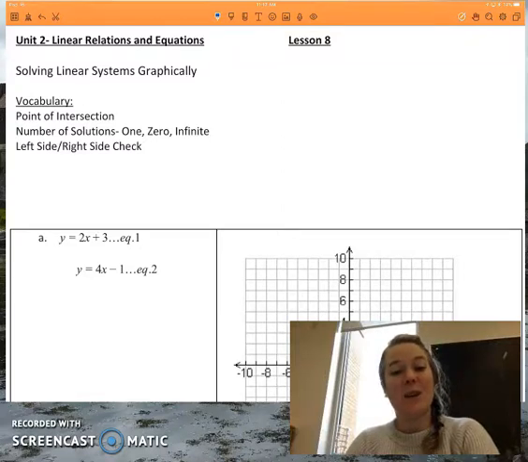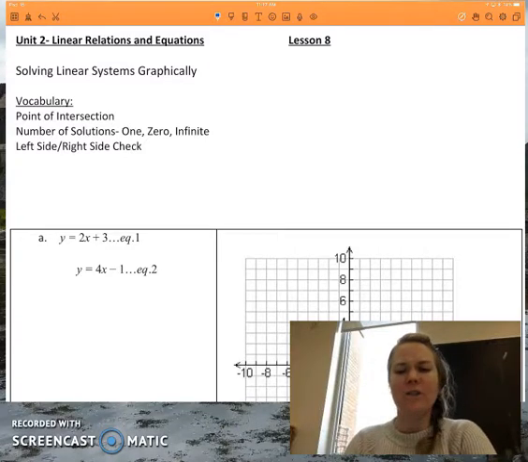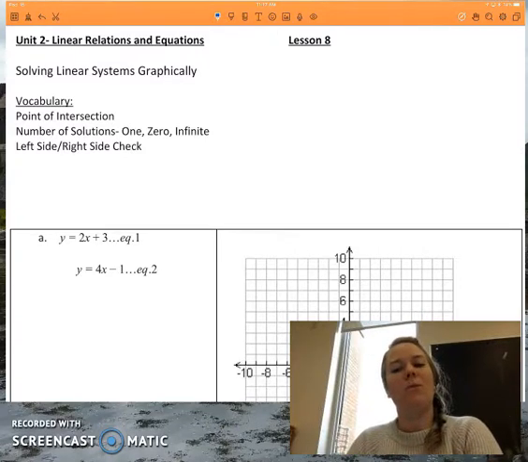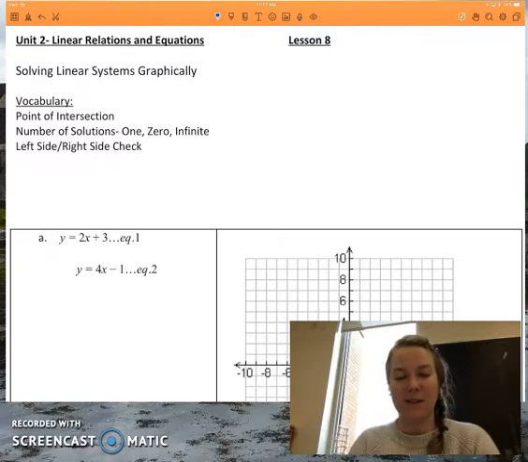Okay, so here we are at lesson 8. Now we're going to combine some of our algebraic solving with our graphing. So we're going to take what we know from graphing and use that to solve some more complex linear equations. And then we'll look at how to solve them algebraically as well, probably in the next lesson.